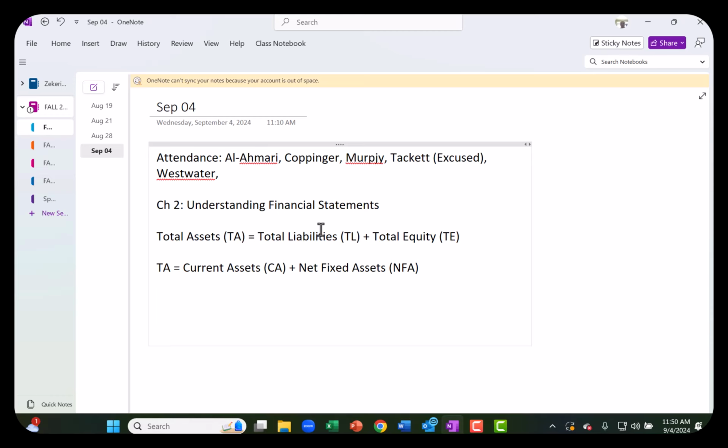Now, the way we list assets on balance sheets, we list them in an order of decreasing liquidity. But I have to define what liquidity is. Liquidity: the speed with which an asset could be converted into cash without much price impact.